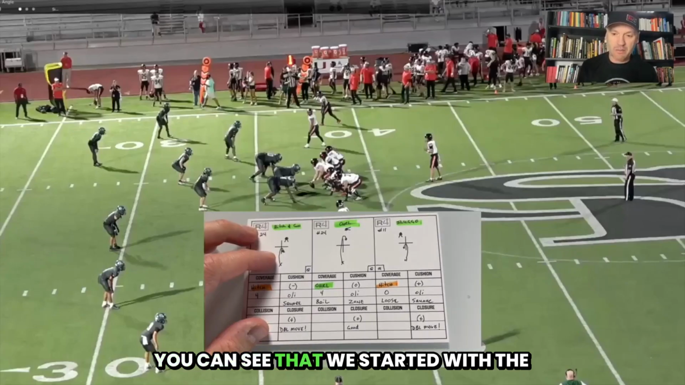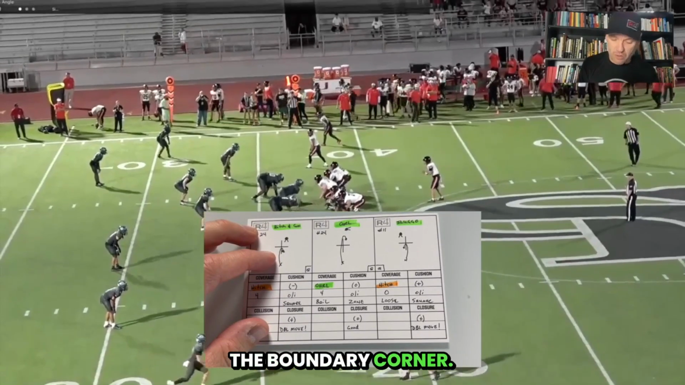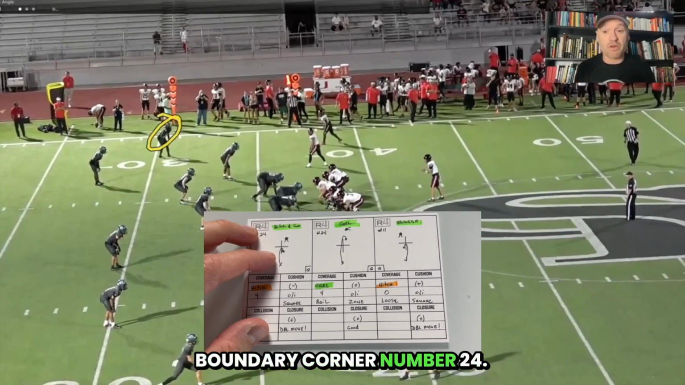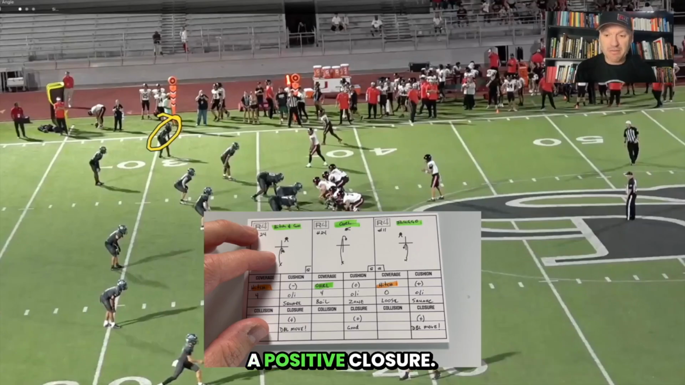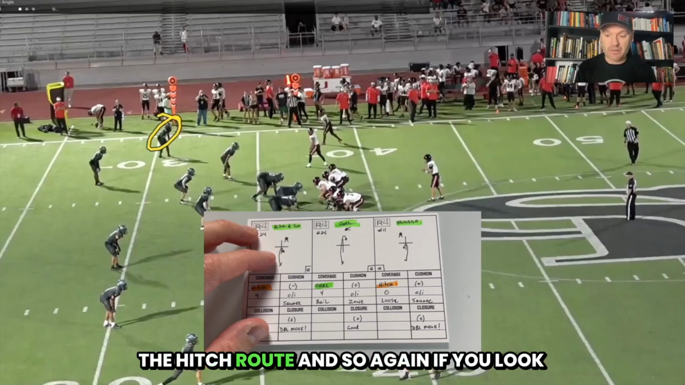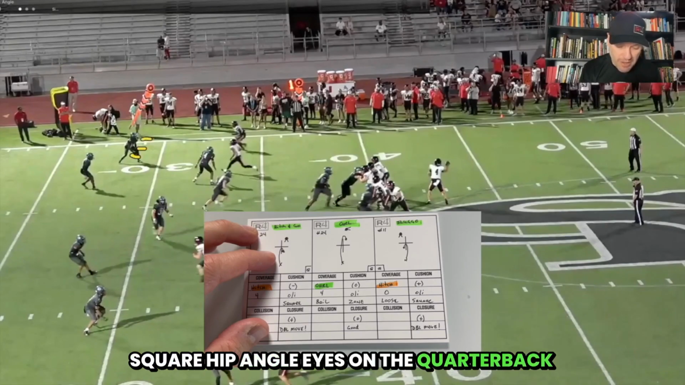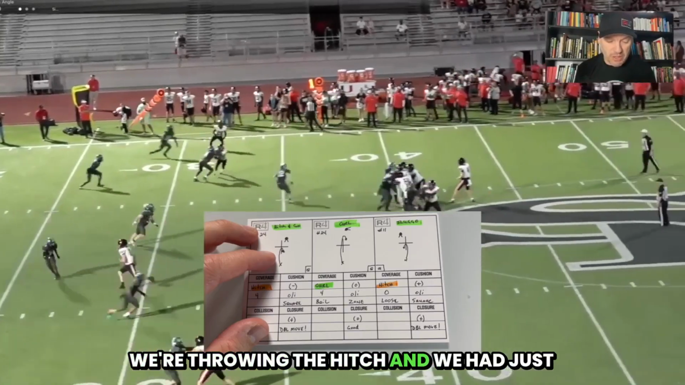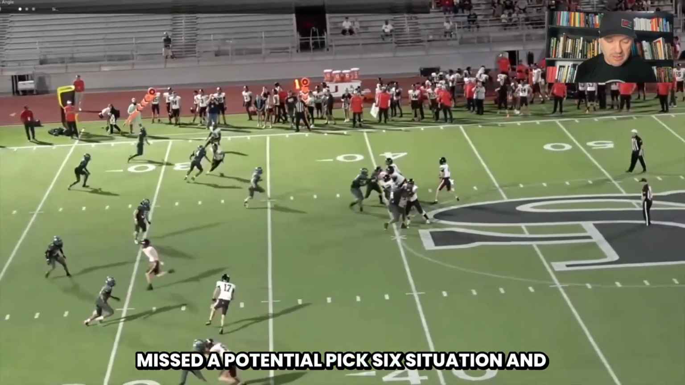You can see that we started with the grading card with number 24, and that was the boundary corner. All right, so I'm going to highlight him here. Boundary corner number 24. If you remember on the grading card, he had positive closure, the hitch route. And so again, if you look here, negative cushion, over and inside, square hip angle, eyes on the quarterback. Everything says stay away from the hitch. Well, what are you doing? We're throwing the hitch, and we had just missed a potential pick six situation.